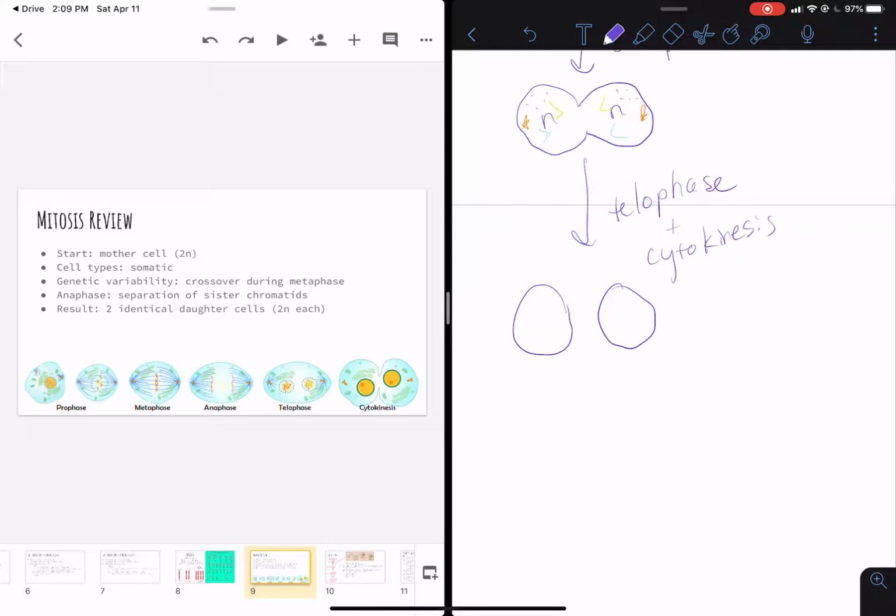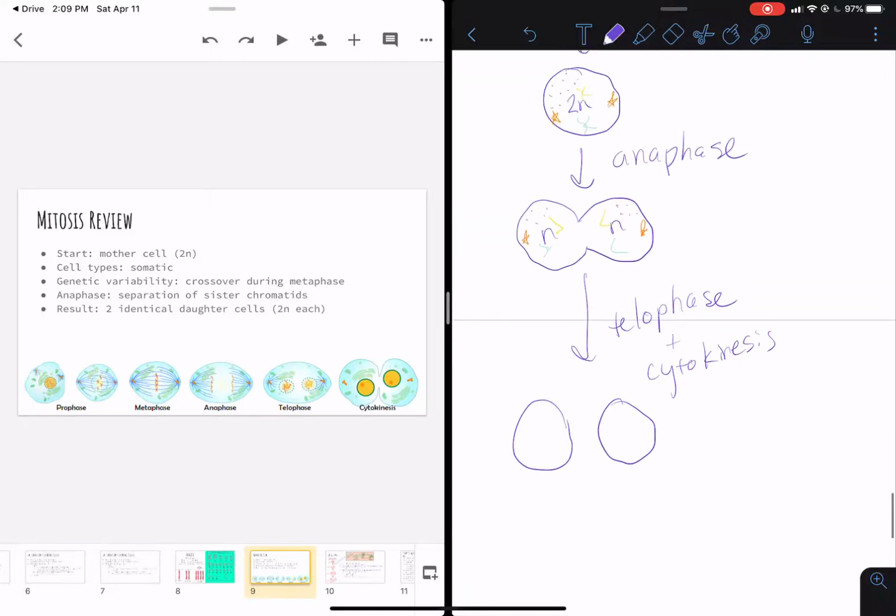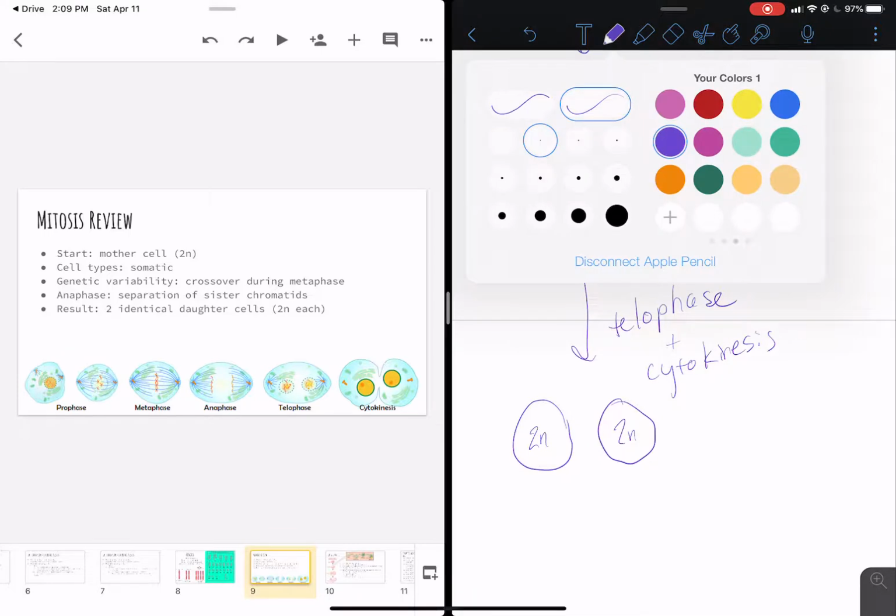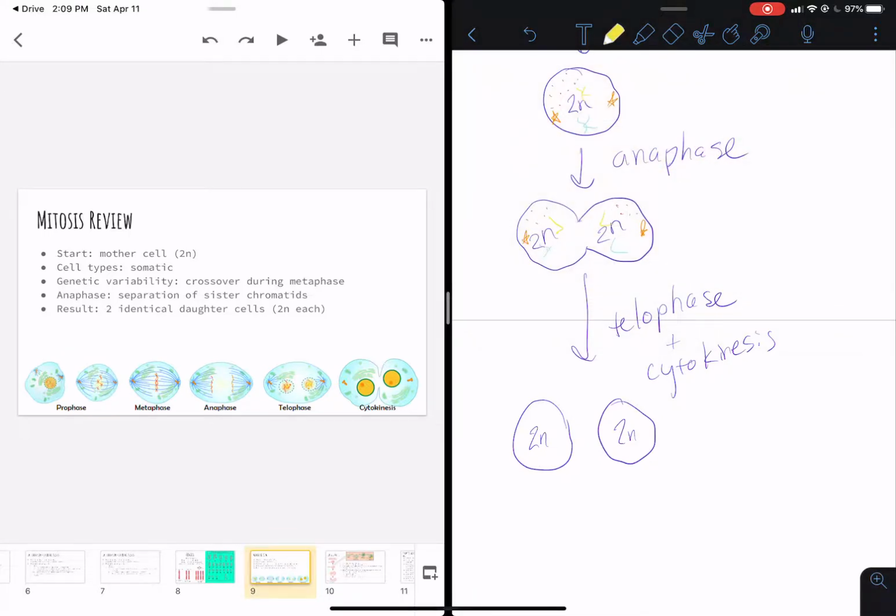It's really neat. And then now we have, I should have drawn 2N here, I apologize. And then now we finally have 2 daughter cells with our genetic material that we need.